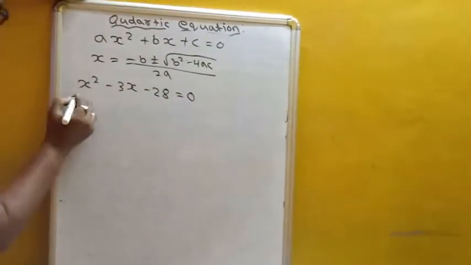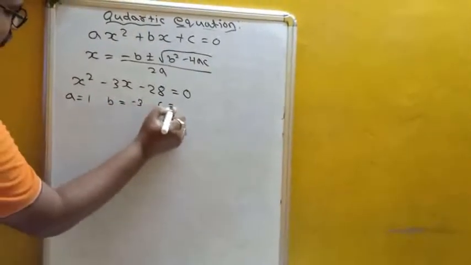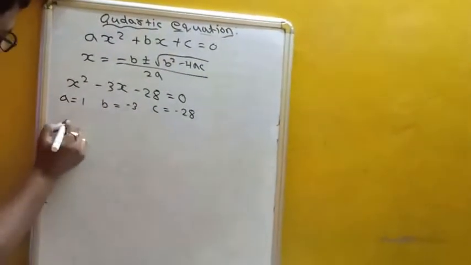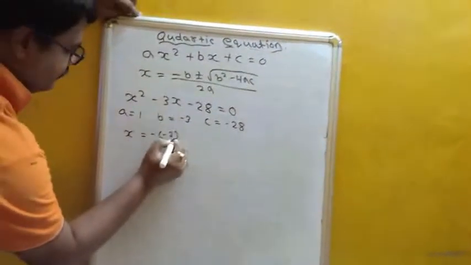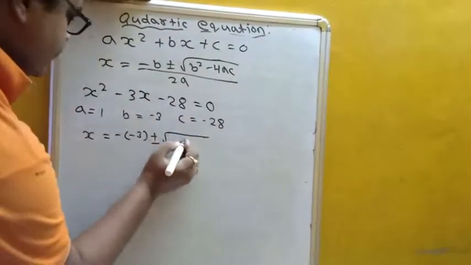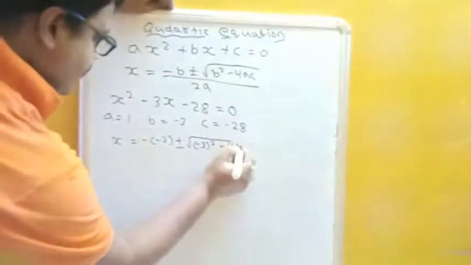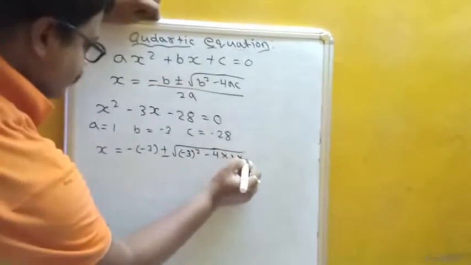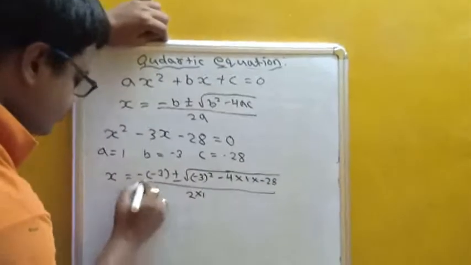So a equals how much? 1. b equals how much? Minus 3. c equals how much? Minus 28. So what is the formula? x equals minus b, minus b means minus of minus 3, plus or minus square root of b square minus 4ac. b square equals minus 3 square, minus 4 into a equals 1, c equals minus 28, whole divided by 2 into 1.